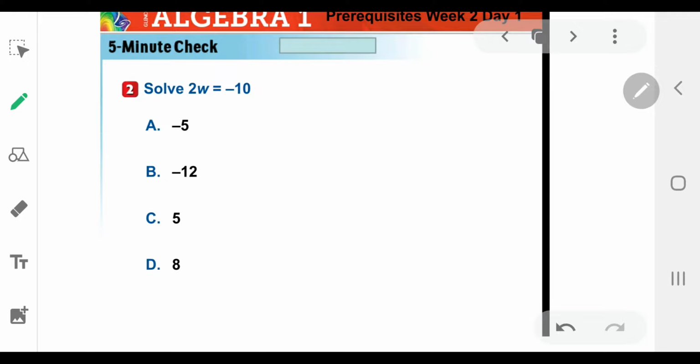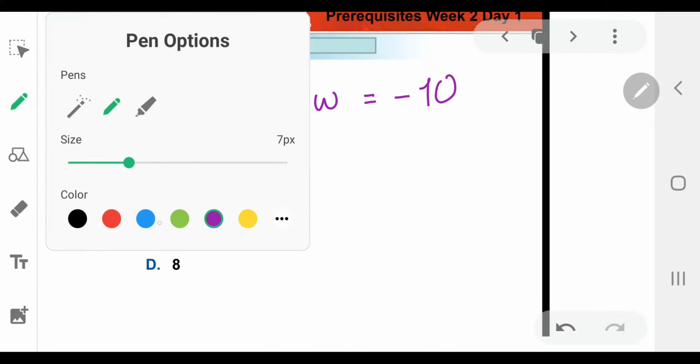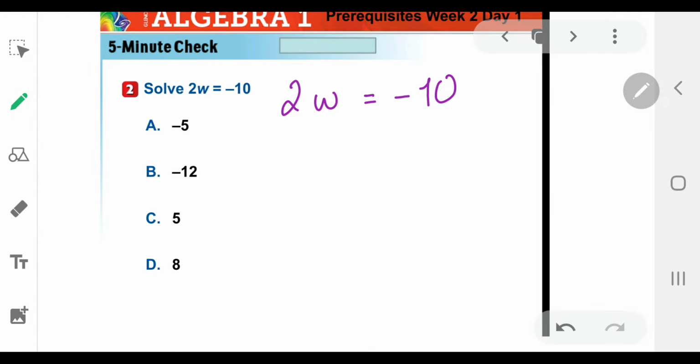Here, what do we have? We have 2w is equal to negative 10. And by the way, this 2 is called the coefficient of the variable w. And we know that the relation between them is a multiplication operation. We know that 2w means 2 is multiplied by w. So as in the previous one, to undo subtraction, we added. Here, to undo multiplication, of course, you must know you will divide. The inverse operation of multiplication is division.